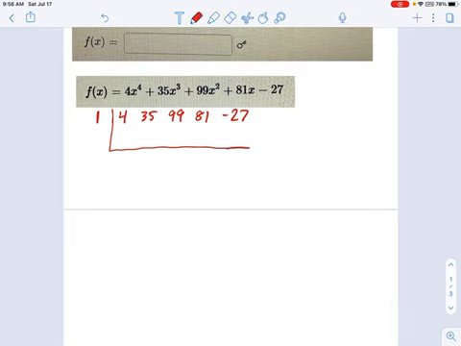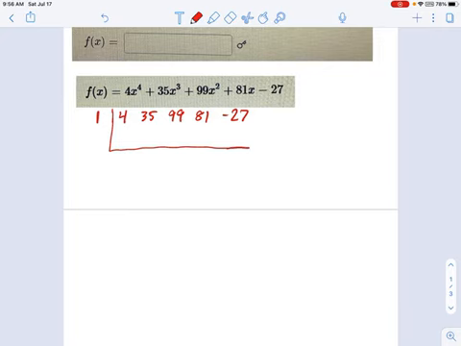And for the same reason, we can scratch off 2. Because, look, even if we ignore all this stuff right here, which are all positive numbers, 81 times 2 is bigger than 27. So for that reason, I can rule out the number 2 and the number 3. So 1, 2, and 3 are crossed off our list.